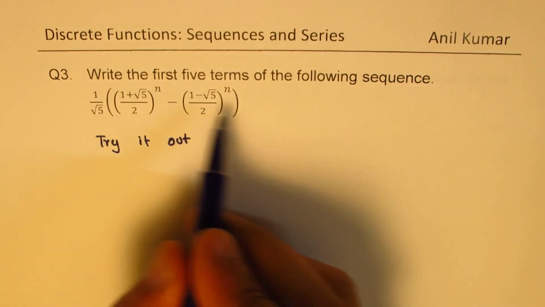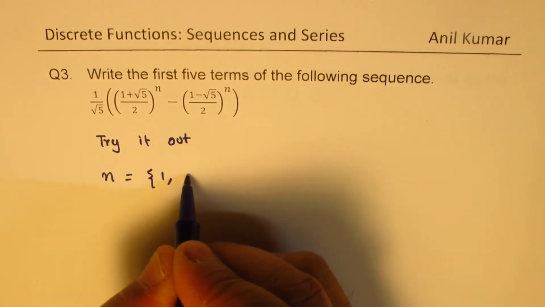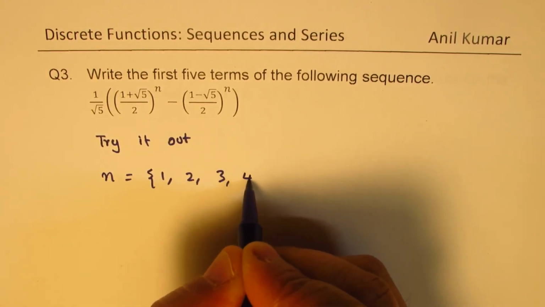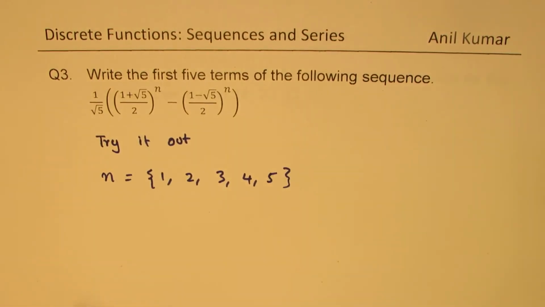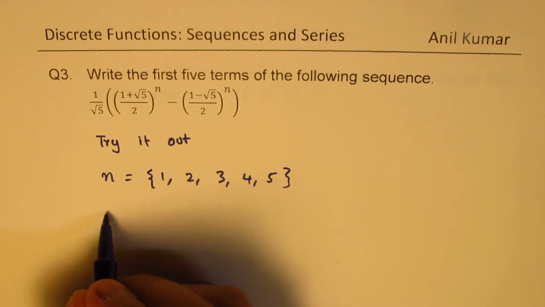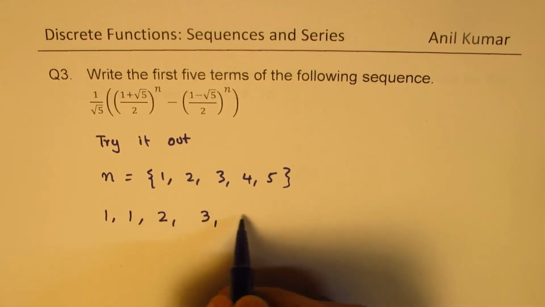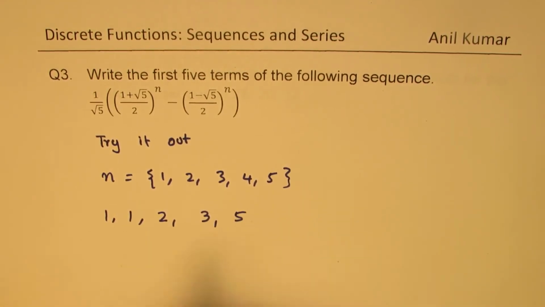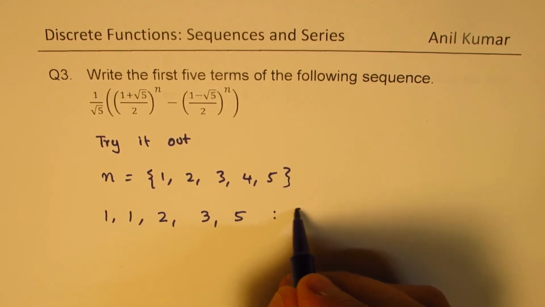Here is the solution. When you plug in n equals 1, 2, 3, 4 and 5, what numbers are you going to get? You get 1, 1, and then add these to get 2. 2 plus 1 is 3. 3 plus 2 is 5, right? So these are the numbers which you're going to get. That is your answer. That's the solution.